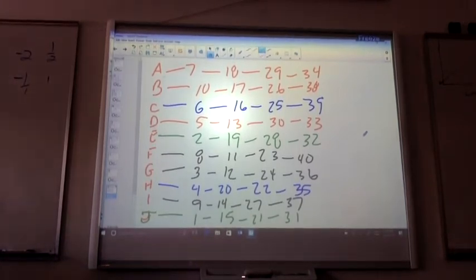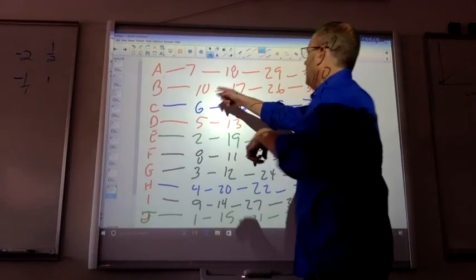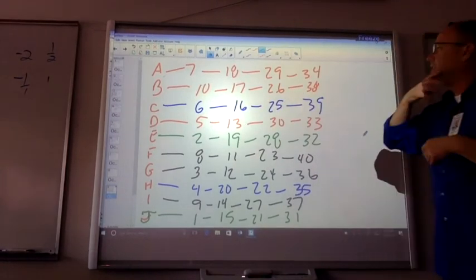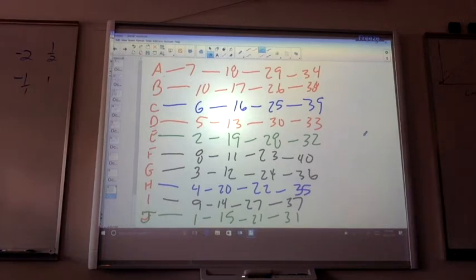Does that say 38 over E? So let's see. A going across is 7, 18, 29, 34. B is 10, 17, 26, 38. Yes. C is. So match up your answers. So that last page is a little goofier, but match up your answers, see if you make it work.